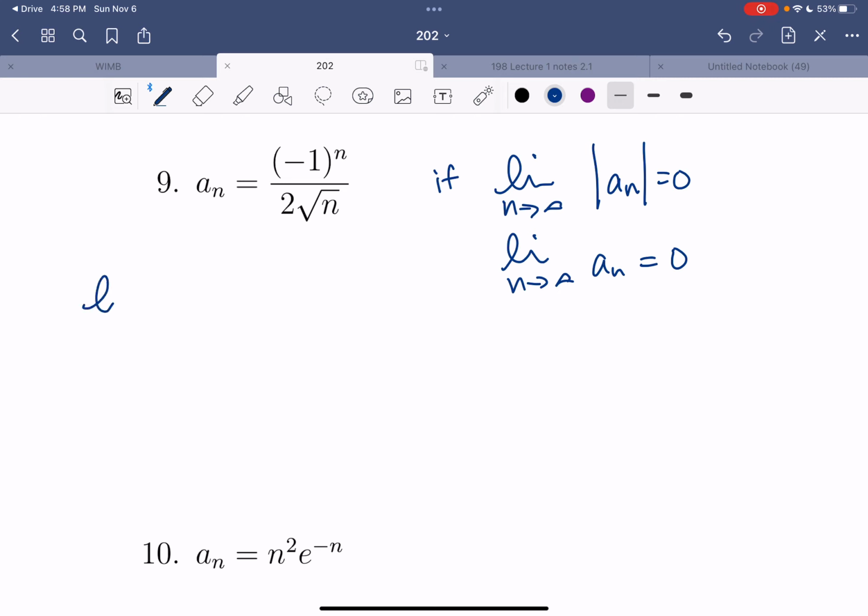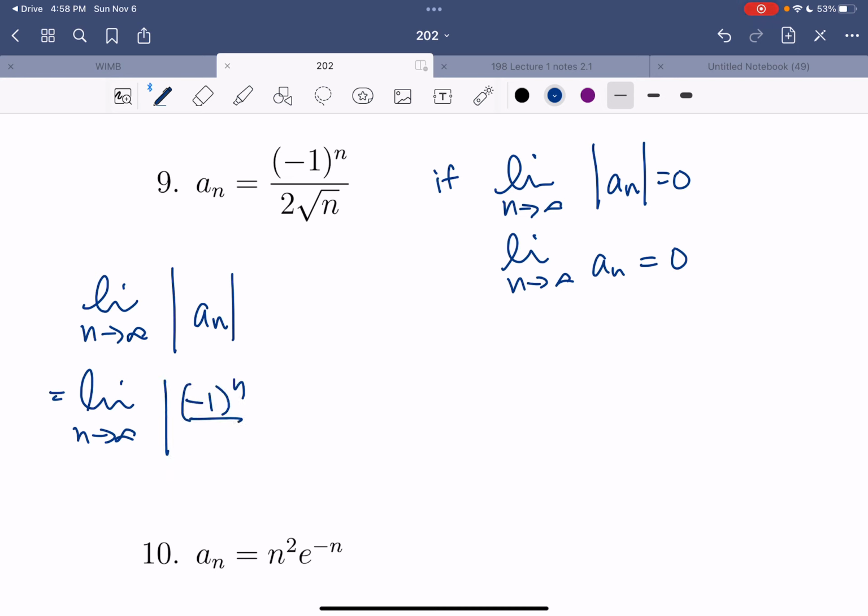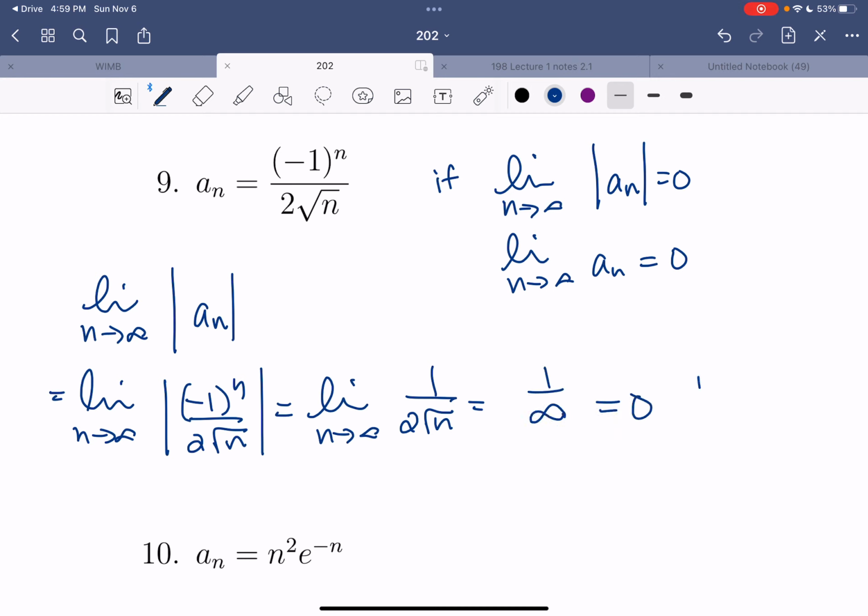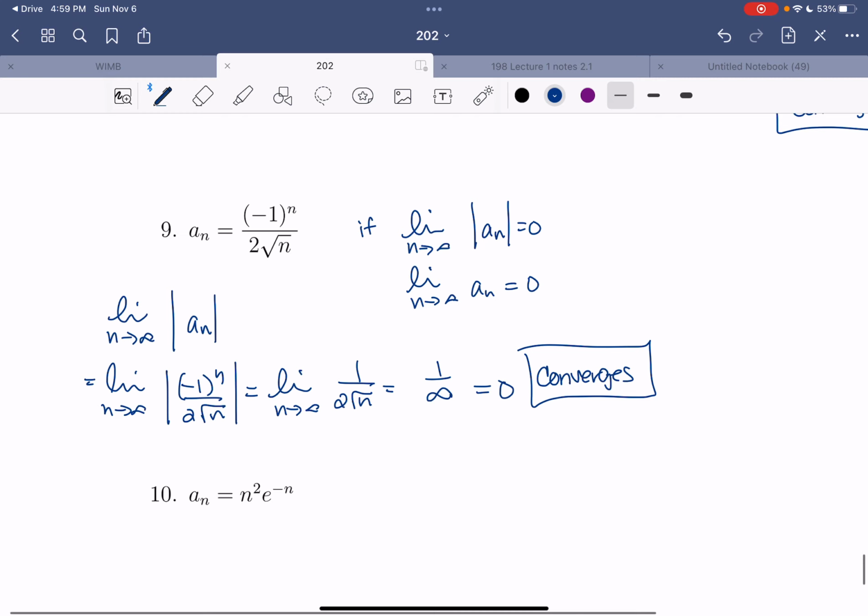Okay, so then we want the limit as n goes to infinity of the absolute value of a_n, which is the limit as n goes to infinity of the absolute value of negative 1 to the n over 2 to the square root of n. The absolute value is going to take care of that negative 1 to the n. So this is just the limit as n goes to infinity of 1 over 2 square root of n. In that case, your infinity goes on the bottom and you get 1 over infinity, and that's equal to 0. So this one converges. So because the absolute value converges, when you let the signs alternate, it also converges.